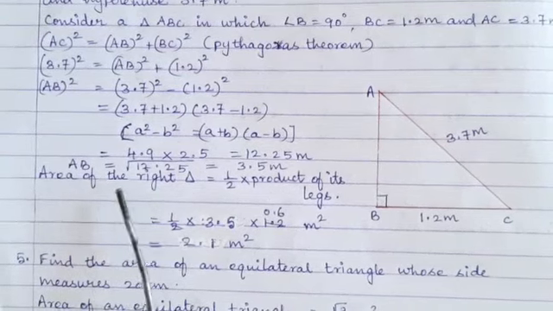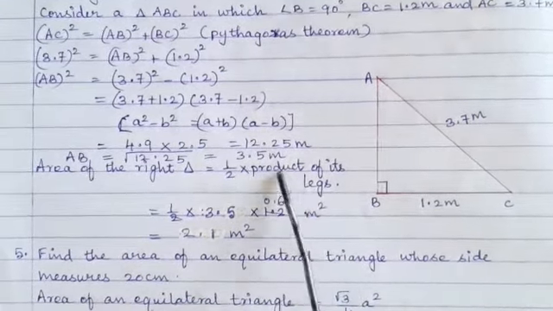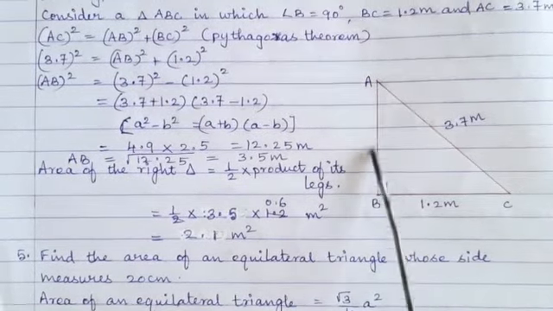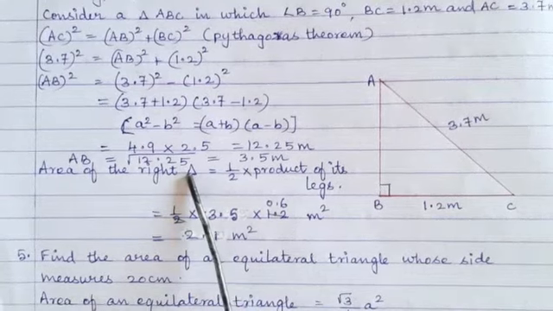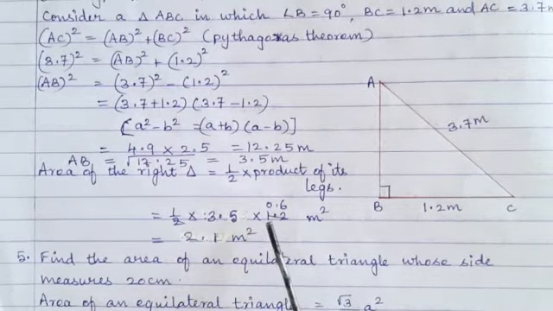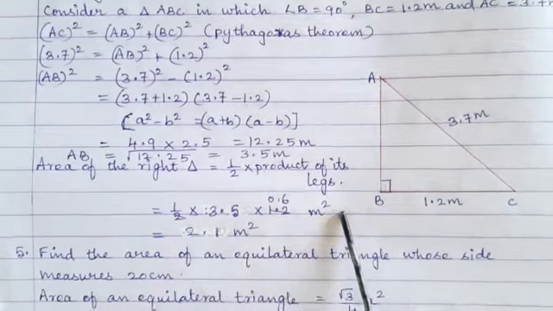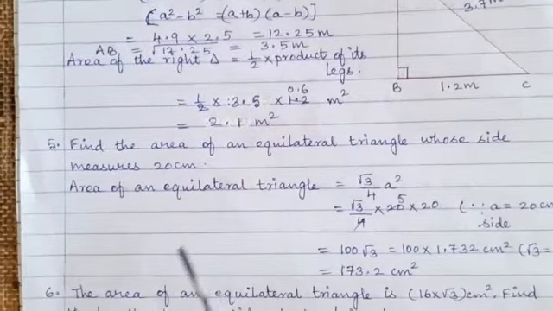Next, area of the right triangle equal to half into product of its legs. Now the AB, one leg we found out, and one is given. So using this formula we will calculate the area of a right triangle. Half into 3.5 into 1.2 meter squared, that is equal to 2.1 meter squared.